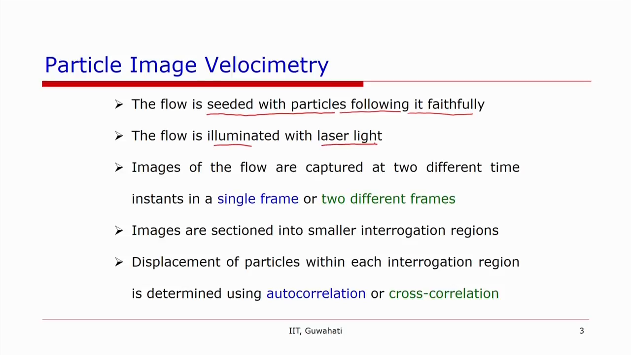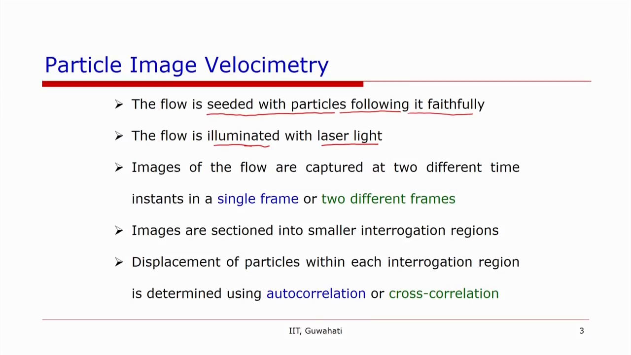This is often done using a laser light, but sometimes for cheaper equipment, one can also have white light, or nowadays with the development of LED lights, LED lights are being increasingly used for PIV applications. So, the flow is illuminated with a light. Generally, lasers are used because the light from the laser is monochromatic light. So, that is why the laser light is preferred. And then the images of the flow are captured.